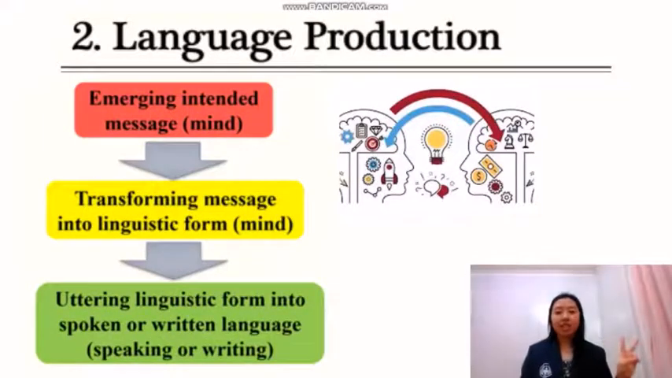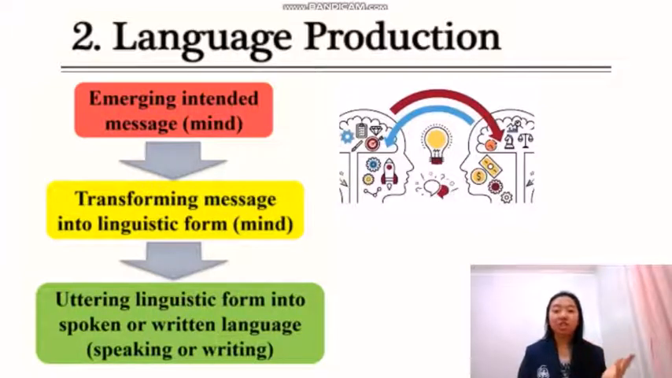The second one is language production. Language production is the process of producing spoken or written language. So after we have understood a language, the next step is to produce that language. There are three processes in language production. The first one is emerging the intended message in our mind, the message that we want to convey to our listener or to our reader.